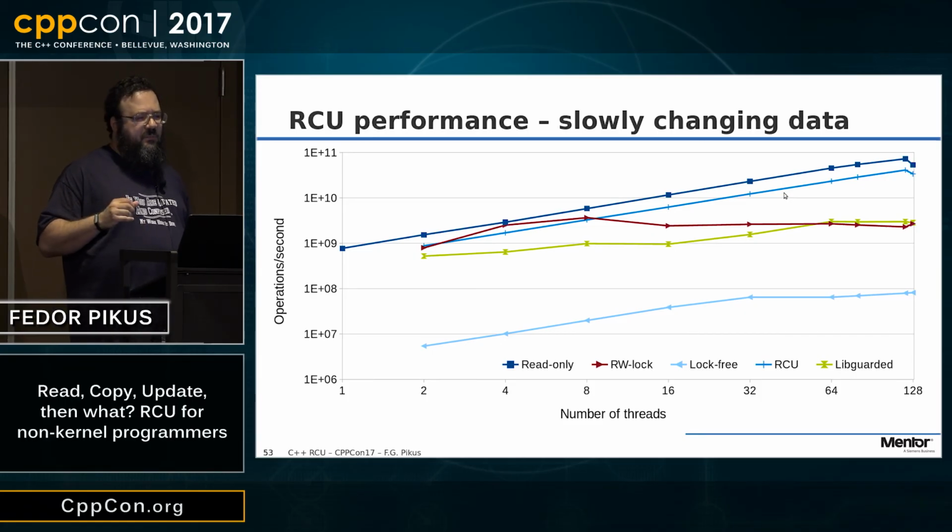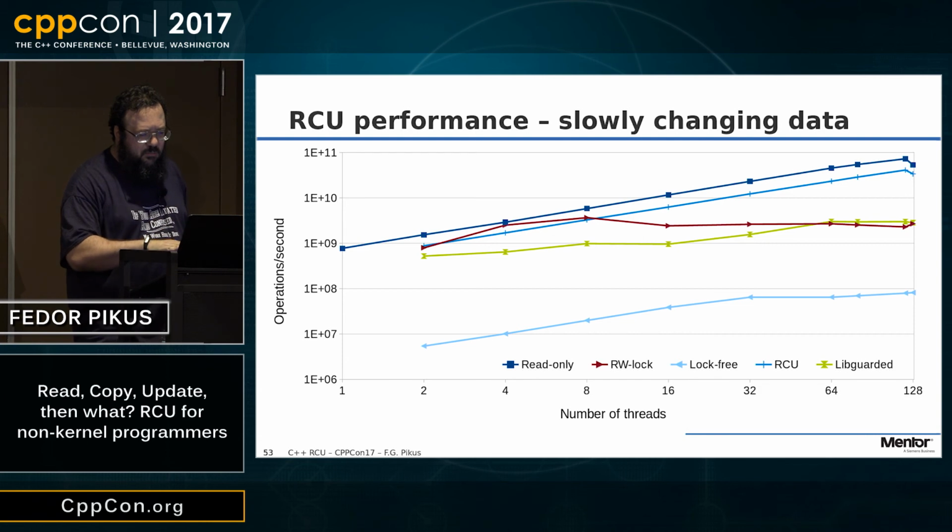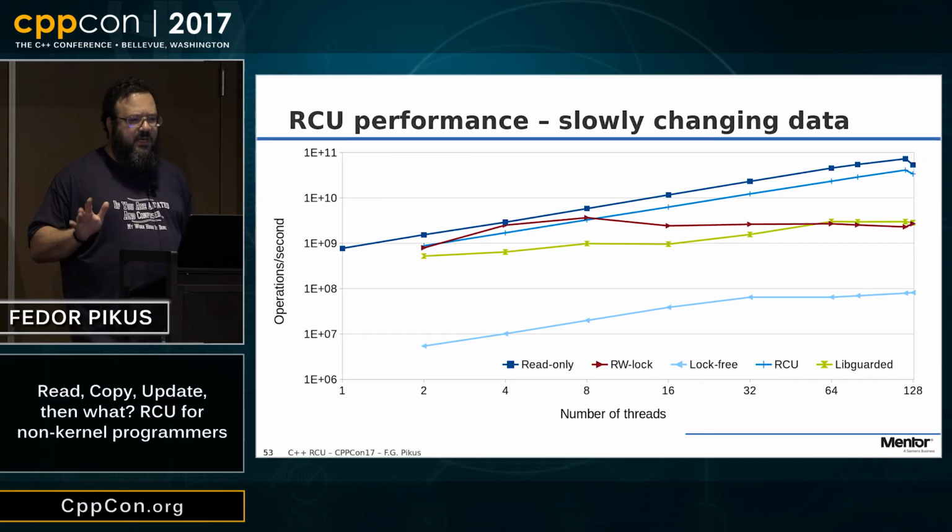There is about 1 write per 100 reads here. Lock free is on the bottom. Read-write locks start good and then they stop scaling. And libguarded is somewhere in the middle. As I said, high throughput wasn't the design goal, so don't take it as a criticism of that wonderful library. Non-blocking readers were the design goal, not high throughput on the readers.